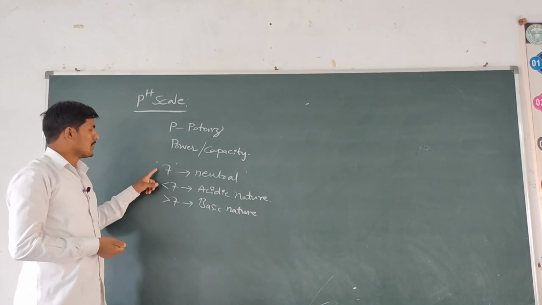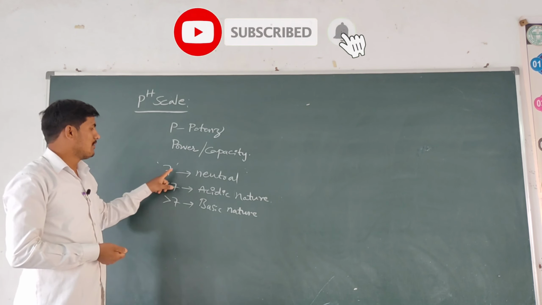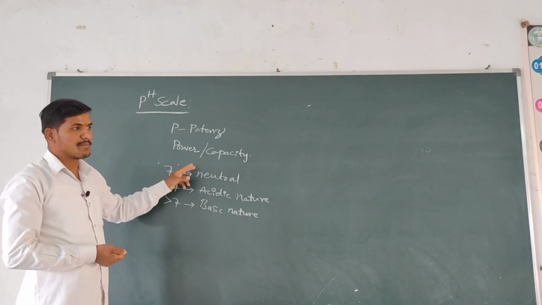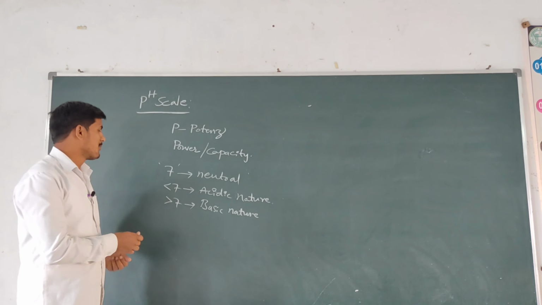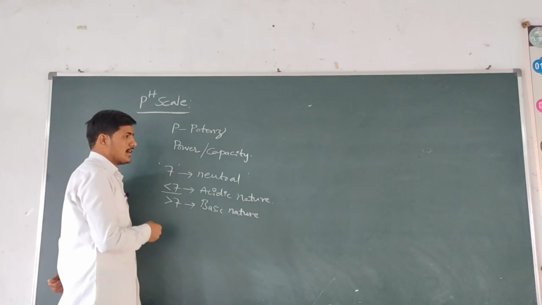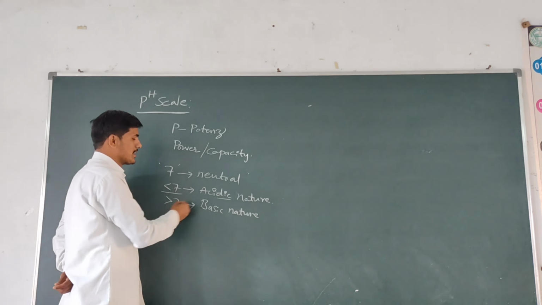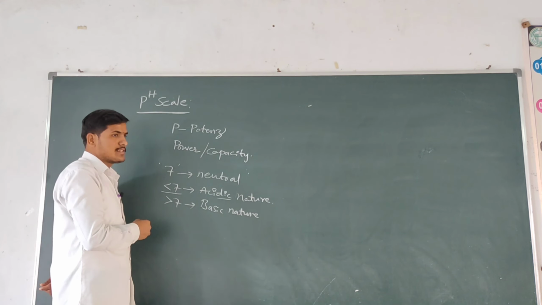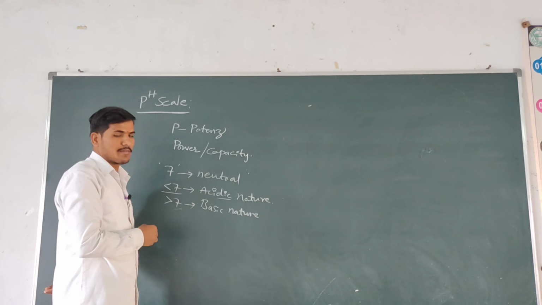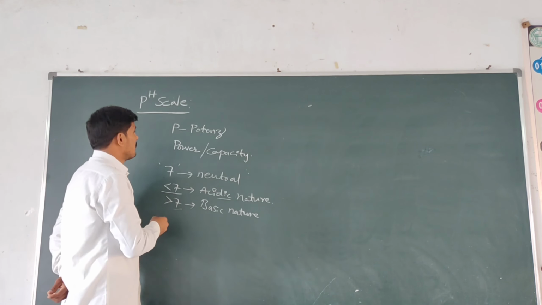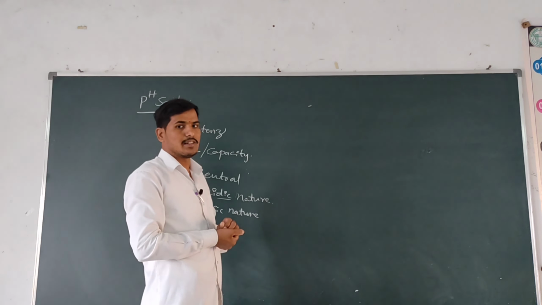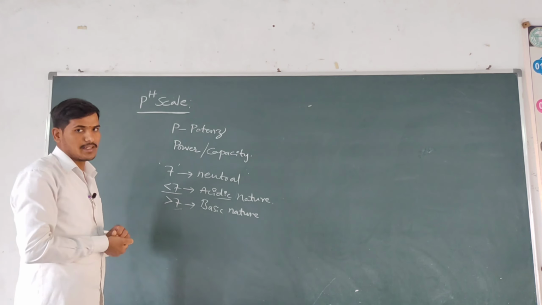Once again, the value 7 on the pH scale indicates that the solution is neutral. It doesn't have any acidic or basic nature, so it is called neutral. When the value is less than 7, the solution or substance is acidic in nature. When the value is greater than 7, it indicates the basic nature of the solution. Based on pH values, we observe whether a solution has acidic or basic nature.